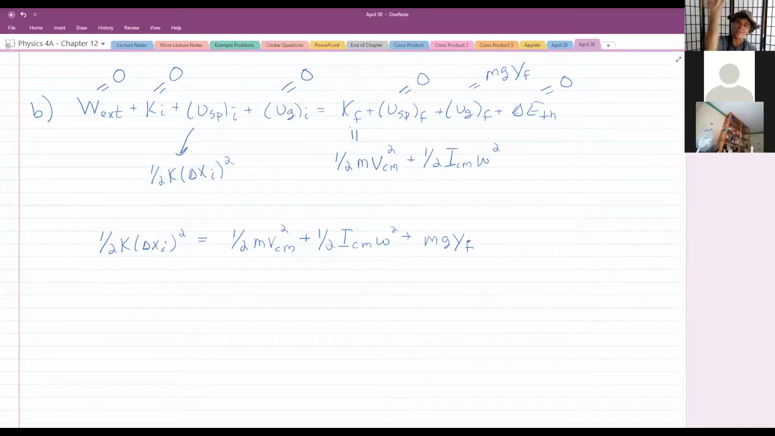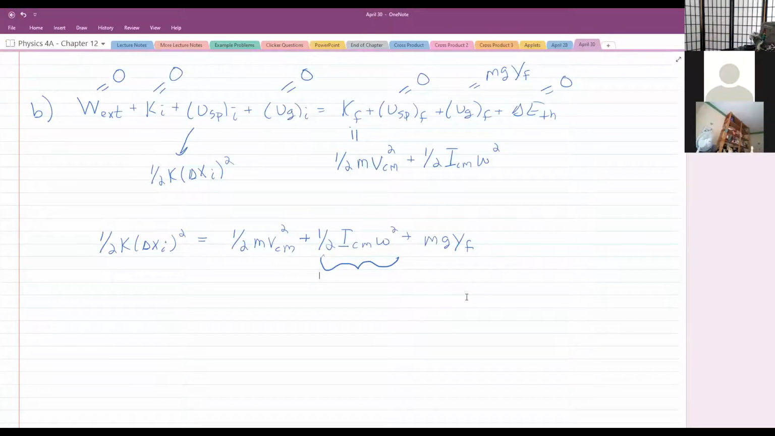So if a block slides down, it's going to behave differently than a ball rolling down. A sliding block only has translational kinetic energy, 1/2 mv squared. A rolling ball has both translational kinetic energy and rotational. Now this piece here, you're always going to treat the same way. What you're going to do is replace the moment of inertia with whatever the appropriate equation is, and replace omega with v over r.